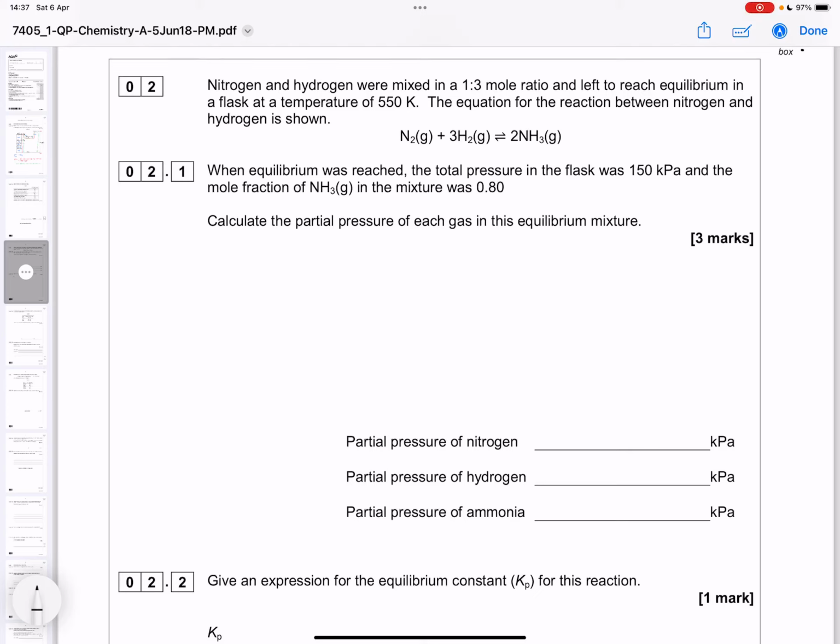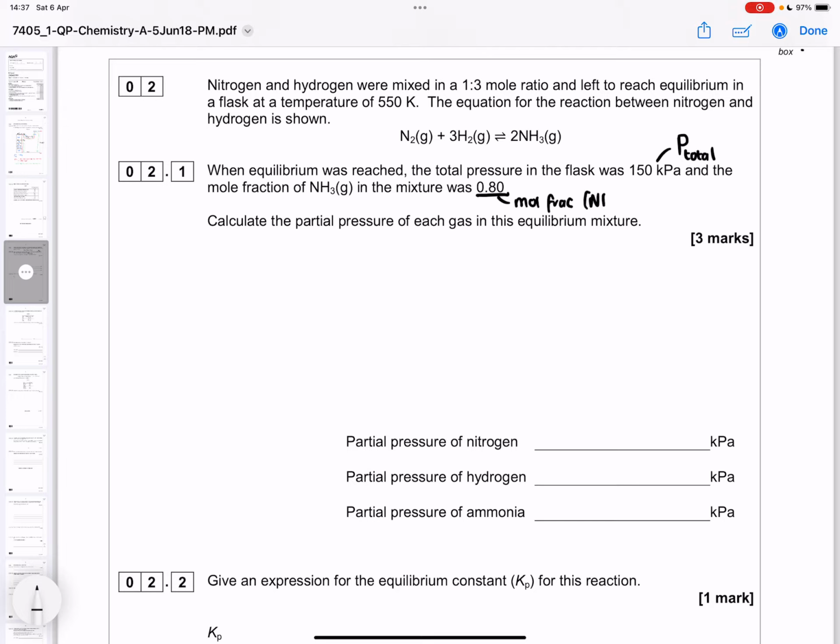and left to reach equilibrium in a flask at a temperature of 550 Kelvin. The equation for the reaction between nitrogen and hydrogen is shown. When equilibrium was reached, the total pressure, so this is our P total, was 150 kilopascals, and the mole fraction of ammonia is 0.8.